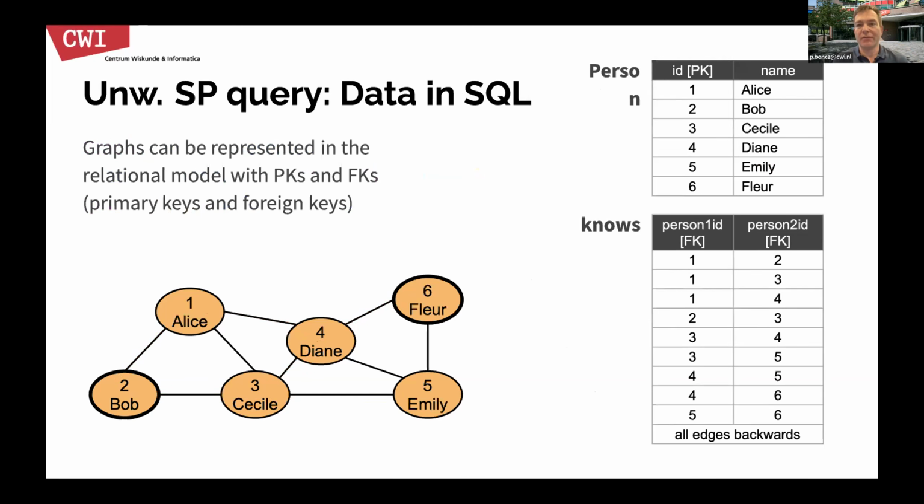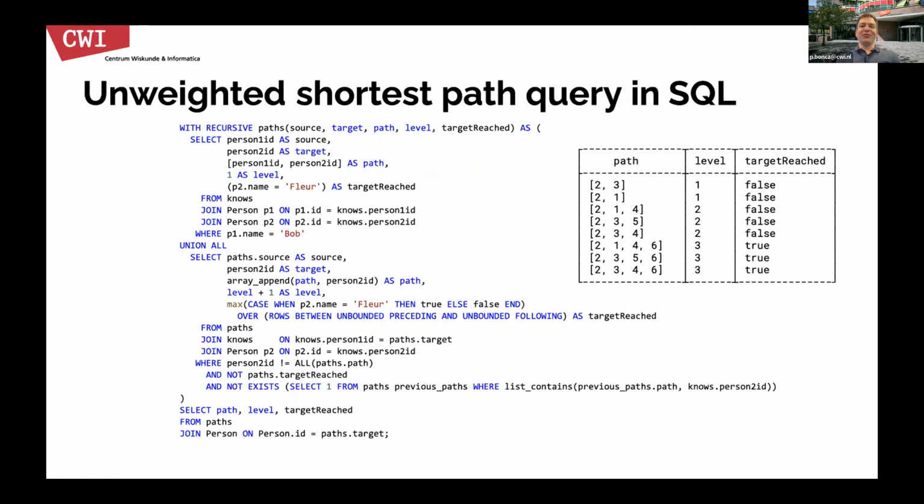SQL, then we would have a person table and a knows table, and the knows table would have 2 foreign keys to the two persons connecting them, and effectively we would be looking for a chain of tuples in knows that would connect the ID 2, which is Bob, towards ID 6, which is Fleur. And if you want to write a query that computes this, then yeah, truly we get into hairy territory. I would bet that not many people would venture out to write such a SQL query, but it is possible.